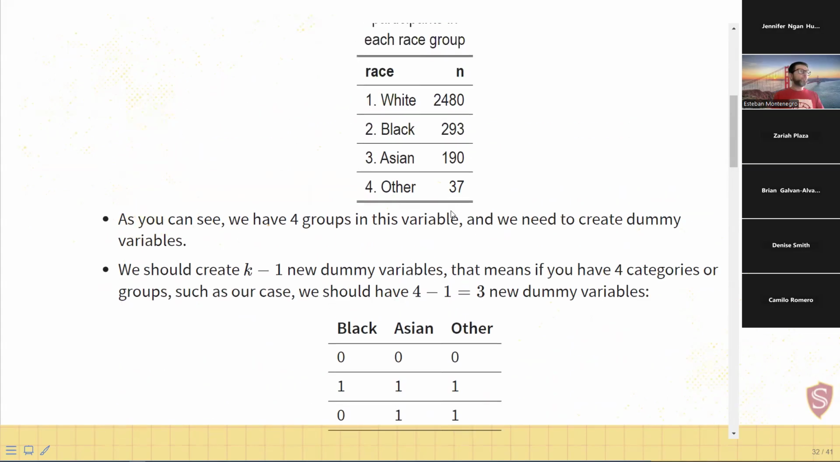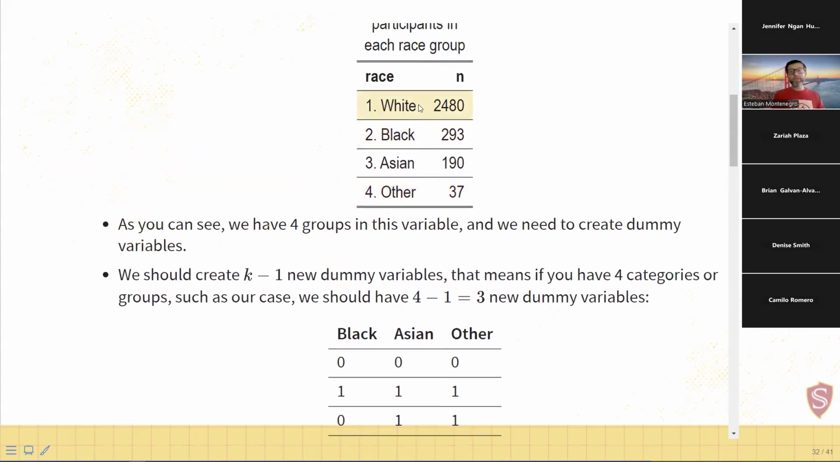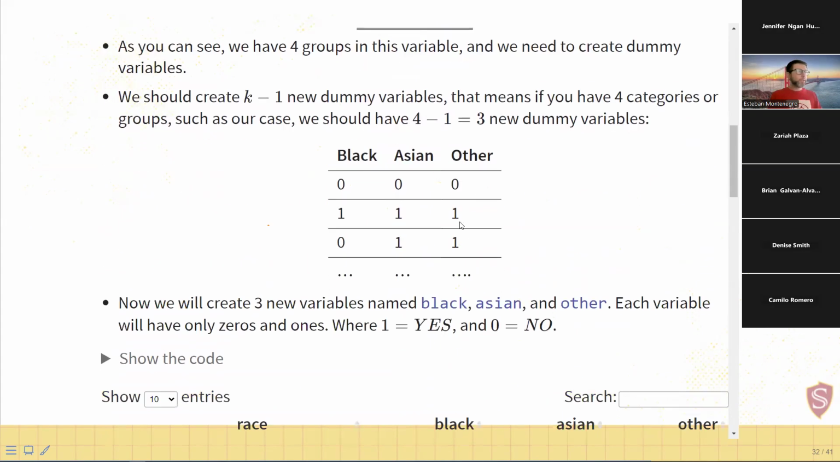I'm going to use white as my reference group. And I'm going to create three new columns in my dataset. One of the columns is going to be called black. So when people identify as black, they are going to be assigned the number one. And if they endorse any other option, they're going to be zero.